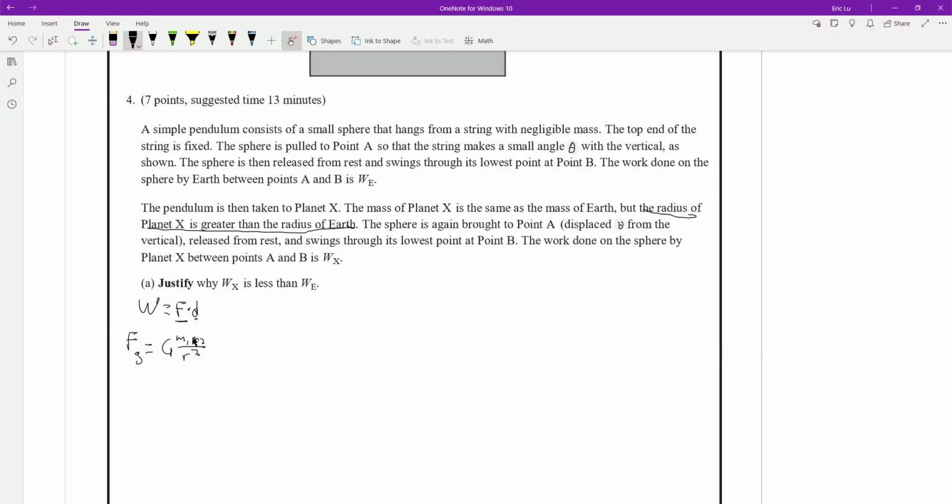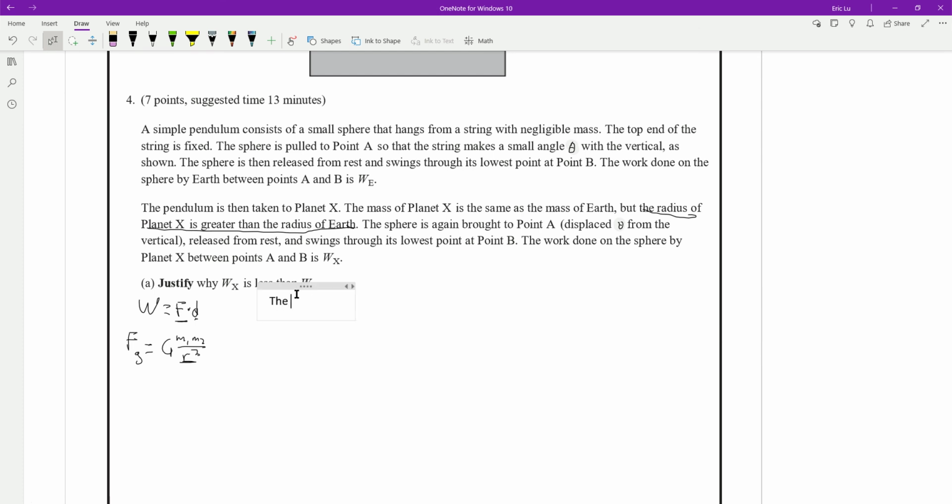M1 and M2 are the same. M1 is the mass of the planet, M2 is the mass of the sphere. But the R of planet X is greater. So if the radius of planet X is bigger and everything else stays the same, then what does that do to our force? It ultimately decreases our force, and that in turn decreases our work. So we would just write down everything I've said.